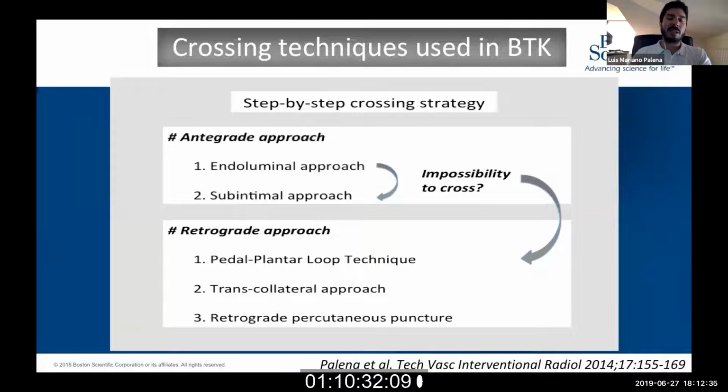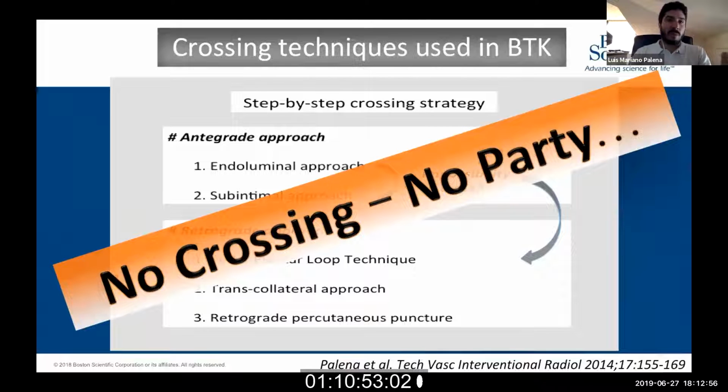Crossing strategies: I usually start with an antegrade access in the common femoral and start approaching the lesions with an endoluminal approach. If it fails, we shift to subintimal. And finally, if the subintimal fails, we have the retrograde options, which can be through percutaneous access or just using the pedal plantar or some collaterals. But the most important thing: no crossing, no party. If we are not able to pass a guidewire, we cannot open, we cannot treat the arteries.